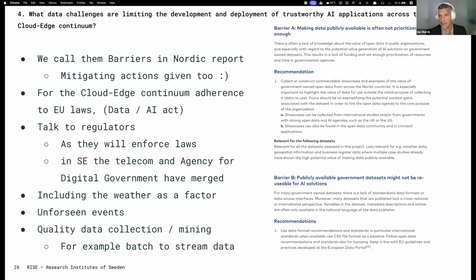So there's often a lack of knowledge about the value of data in public organizations, especially with regard to the potential value generation of AI solutions on government-owned data sets. I'm just reading this now. This results in a lack of funding and no prioritization of resources and time in governmental agencies. We've ticked the box, the data is available, and that's usually not quite enough. So it should be a priority, because if you do good data, people will come and ask for it.